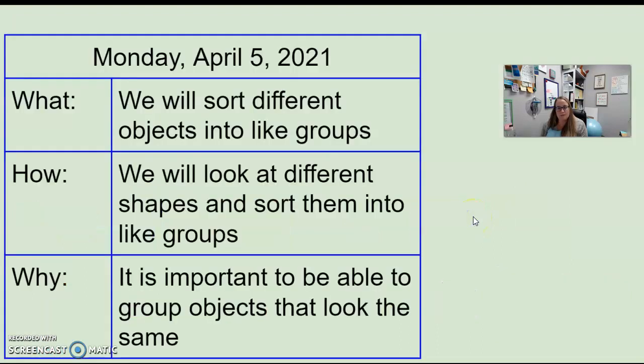So let's review what we talked about today. Today, we sorted different objects into like groups. We looked at different shapes and we sorted them to the like groups. Do you remember what the two groups were? That's right, we had 2D shapes and we had 3D shapes. So we had two groups today. And we did it because it's important to be able to group objects that look the same.